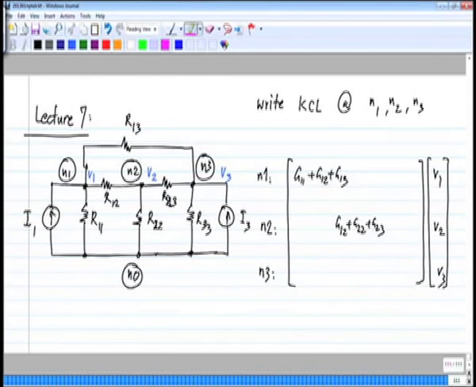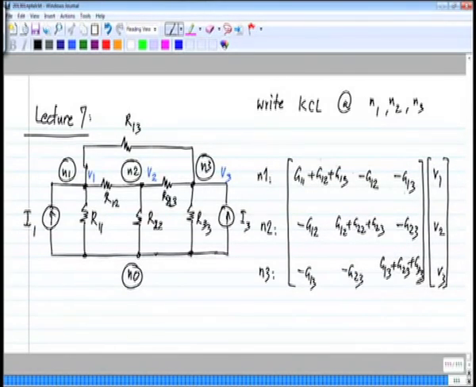And finally here in this position we have the total conductance at this node. The off diagonal elements, this entry A12 for instance, is the negative of the conductance between node 1 and node 2. So this is minus G12. And it's a symmetric matrix, this is also minus G12. And here we have the negative of the conductance between node 1 and 3, and here also the same thing. So this will be minus G13. And finally, these two will be minus G23.